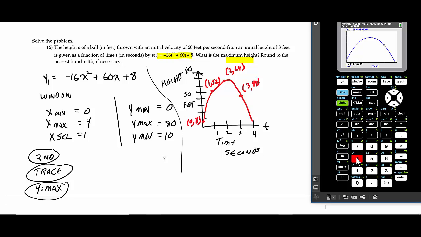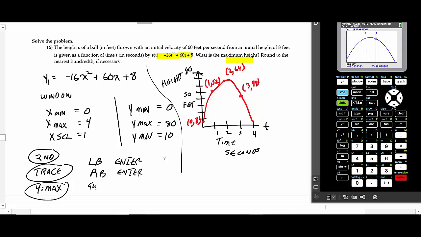What it's going to ask for is a left bound. So use your left cursor key to move the cursor a little bit to the left of where that maximum is. When you're confident you're to the left of it, press enter. Now it's going to ask for a right bound, so use your right cursor key, get a little bit to the right of the maximum, just a little bit is all it takes, and press enter again. Then it's going to say guess, so you just press enter again. Write the keystrokes down if you need to. And then it'll tell you what it is.